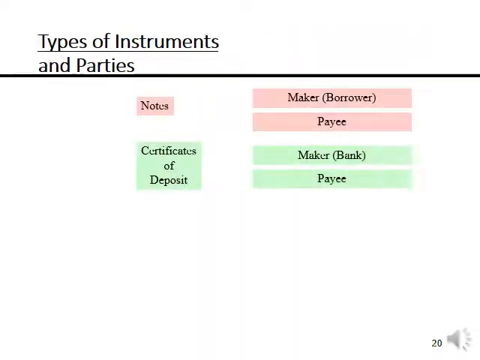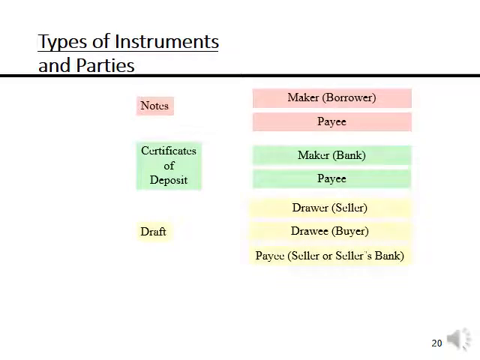So this is just showing an example of the instruments that I just discussed. So you have the notes again, and the promissory notes, the certificate of deposit, which is an example of a promissory note, the draft, and then the check is an example.